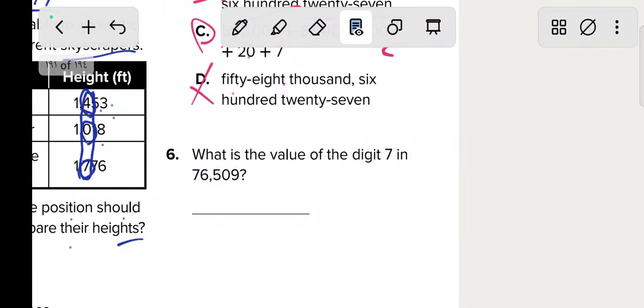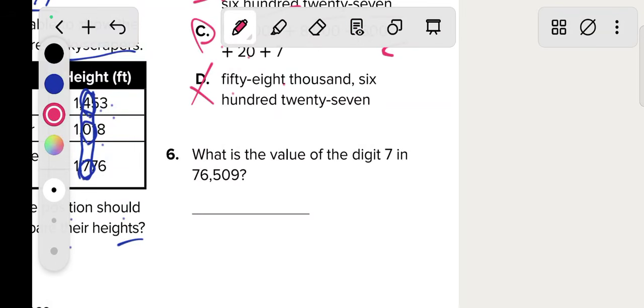Question number 6. What is the value of the digit 7 here? What does value mean, guys? Value means you have to write the number and all digits after this digit must be zeros. So to write the value of 7 here, we have to put 7. How many digits after 7? It's 4 digits. We have to put them as zeros. So the value of 7 here is 70,000.